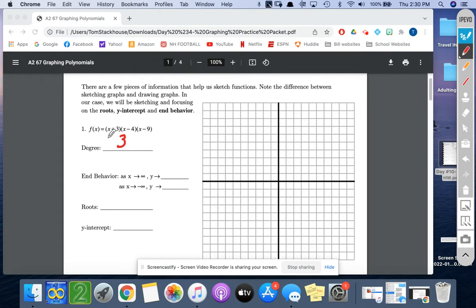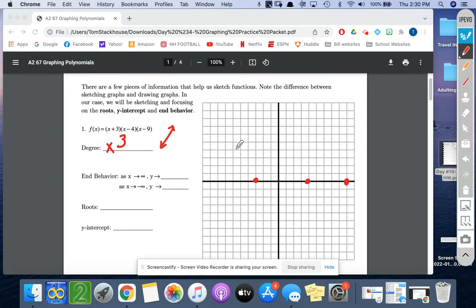First things first, it's going to behave just like x to the third, and I know that it's like x to the first, so it's going to be kind of going uphill, but with little loops in the middle. So first things first, let's plot our dots. My x-intercepts are -3, +4, and +9.